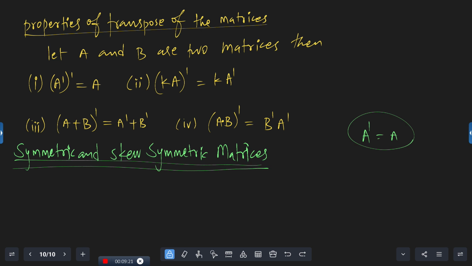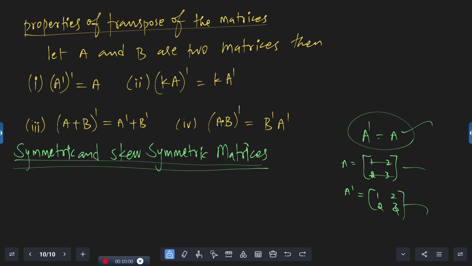that is called symmetric. Example: 1, 2, 2, 3. Suppose this is the A matrix, a simple example. If you take the transpose now, the row 1, 2 you write as a column, and this row 2, 3 you write as a column. It looks like the same matrix again. So if A dash equals A, that is called a symmetric matrix. When you take the transpose, the matrix is not changing.